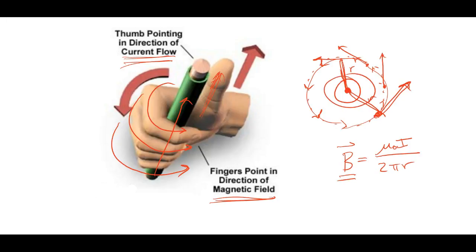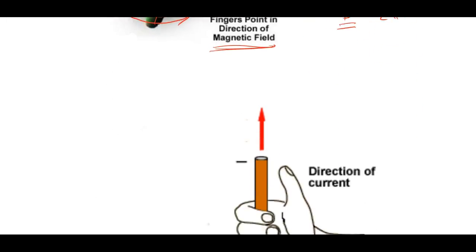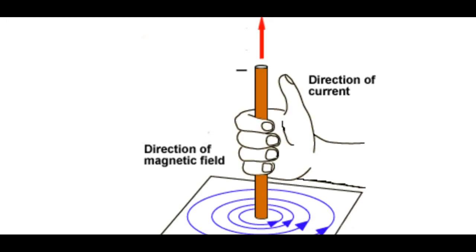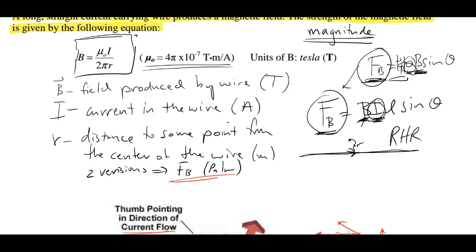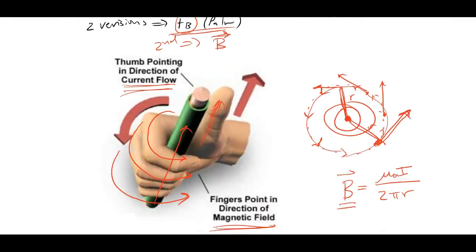All right, let's take a look at another example. So let's say current is traveling straight up, okay? Your thumb is in the direction of the current. Your fingers will wrap around to represent the field, just like in the previous right-hand rule, but we're determining the direction of the magnetic field here, not the force, okay? So the first right-hand rule determines that. The second determines the direction of your B field, your magnetic field. So the first version tells me the direction of the force. The second direction is B field.